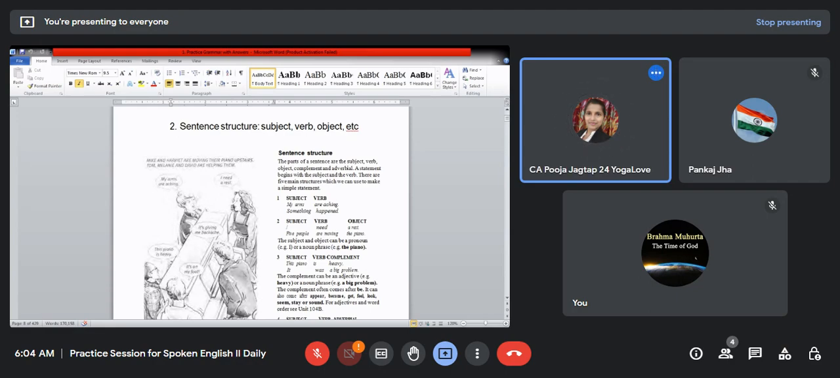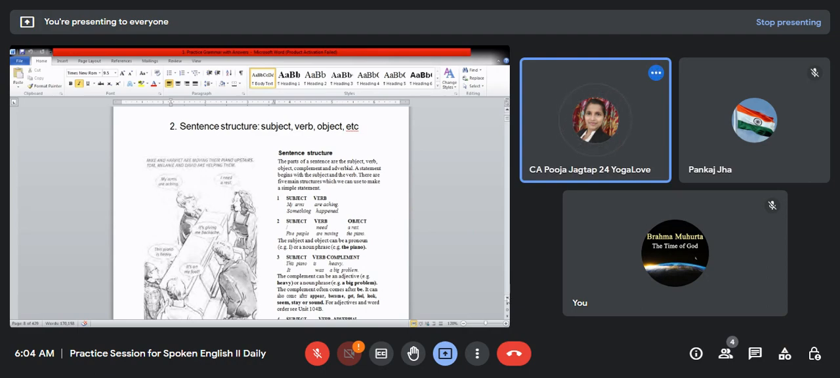complement heavy. It was a big problem. Subject it, verb was, complement a big problem. The complement can be an adjective, example heavy, or a noun phrase, example a big problem. The complement often comes after be. It can also come after appear, become, get, feel, look, seem, stay, or sound. For adjectives and word order, see Unit 104B.